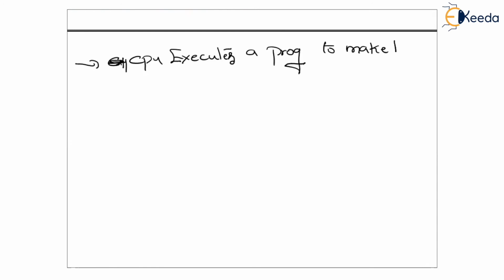Next sequence of events will be, after executing the current instruction, CPU executes a program to make this transfer. Okay. Now, what is the program? Let us understand. Let us say a keyboard wants to send information.